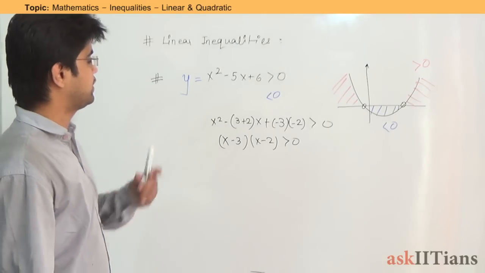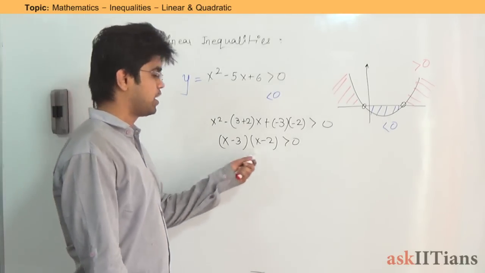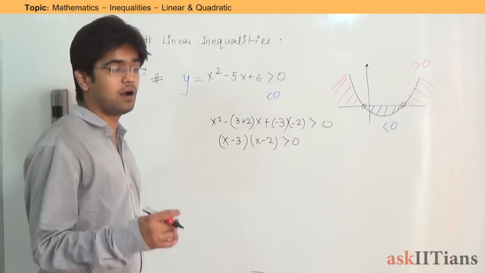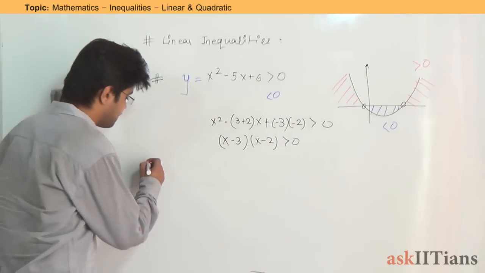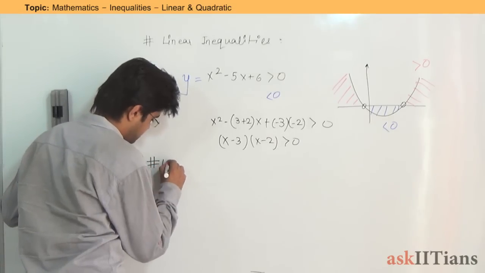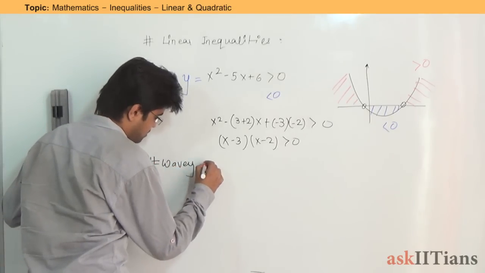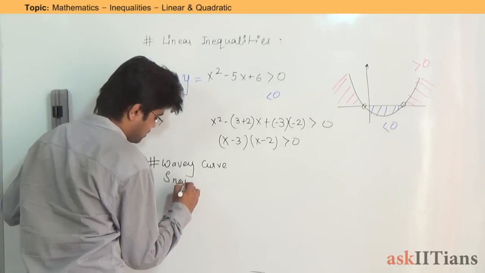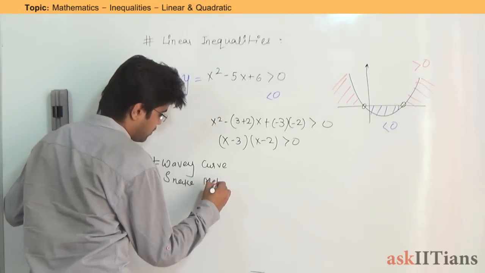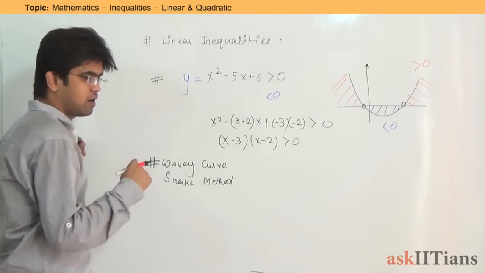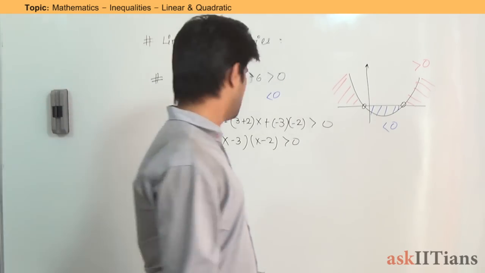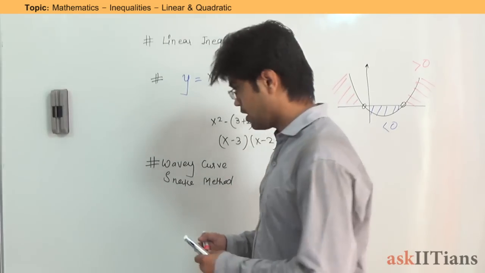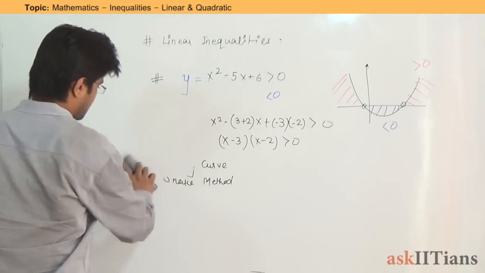Now again, there are two factors. So how to solve this inequality? In order to solve this inequality, there is a method that we call the wavy curve method or snake method. Here you have to draw a curve that looks like a snake, so that's why it is called the wavy curve or the snake method. Now let's see how to solve it.